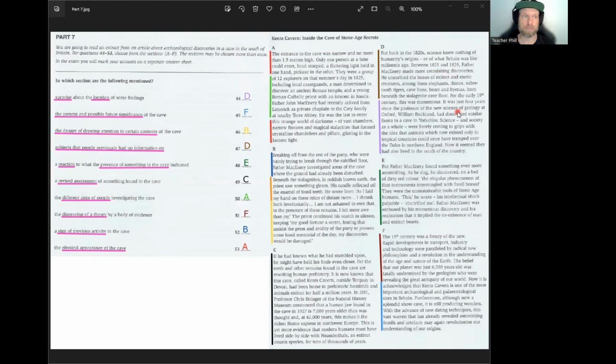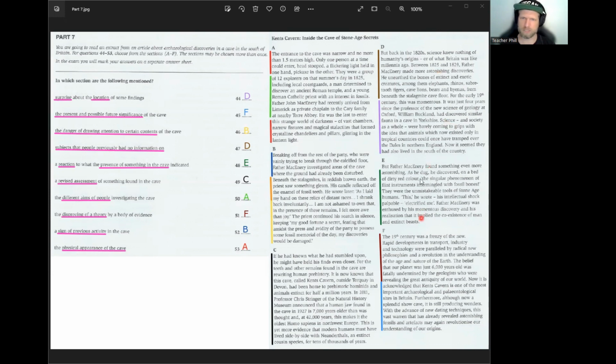And also, it says here, society as a whole and science were barely coming to grips with the idea that animals, which now exist only in tropical countries, could once have tramped over the dales in northern England. So they basically were surprised by the location of these findings. So I think that works well.